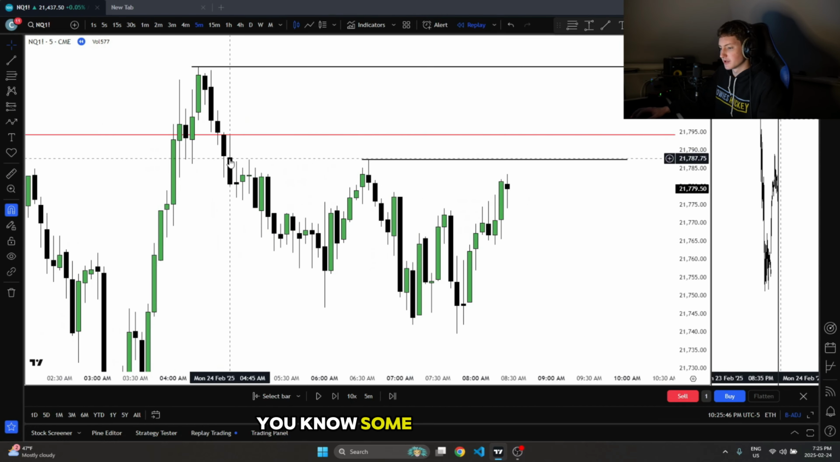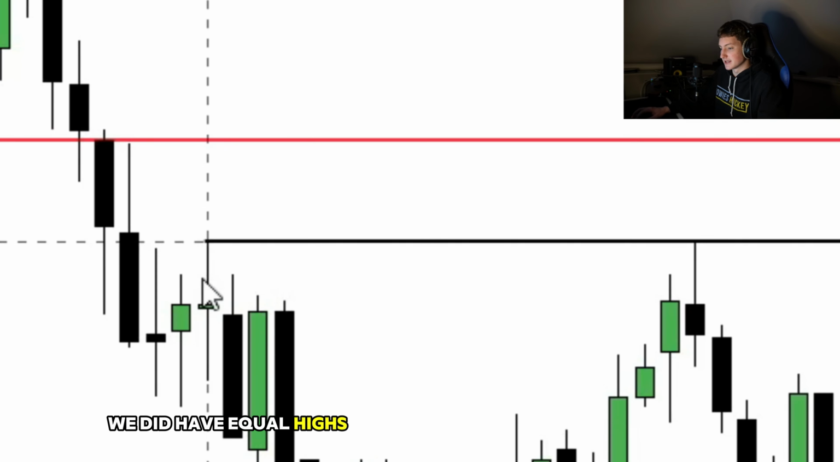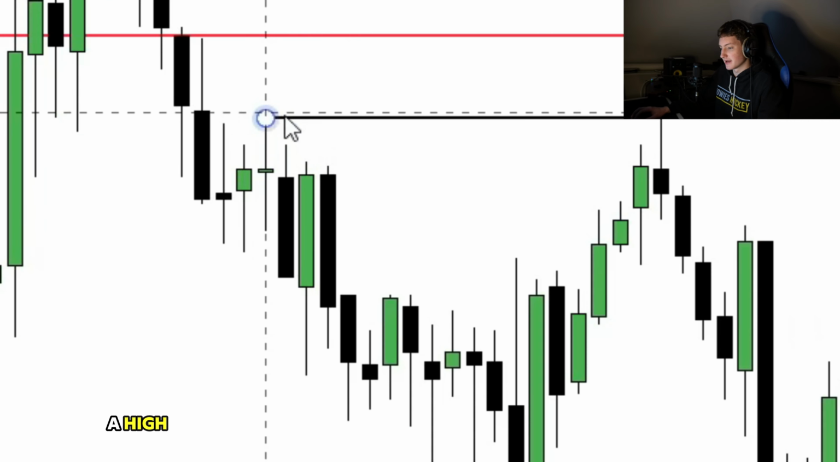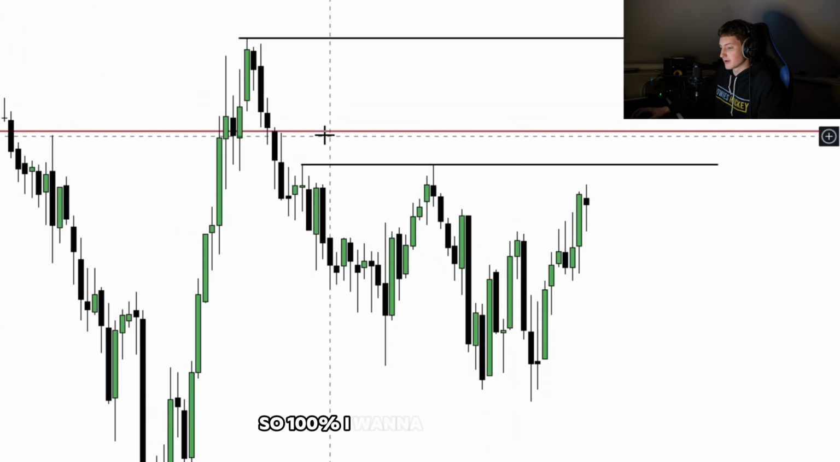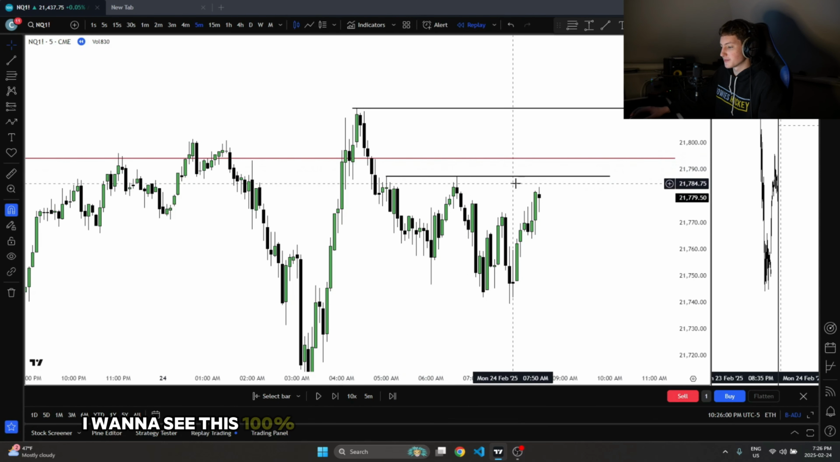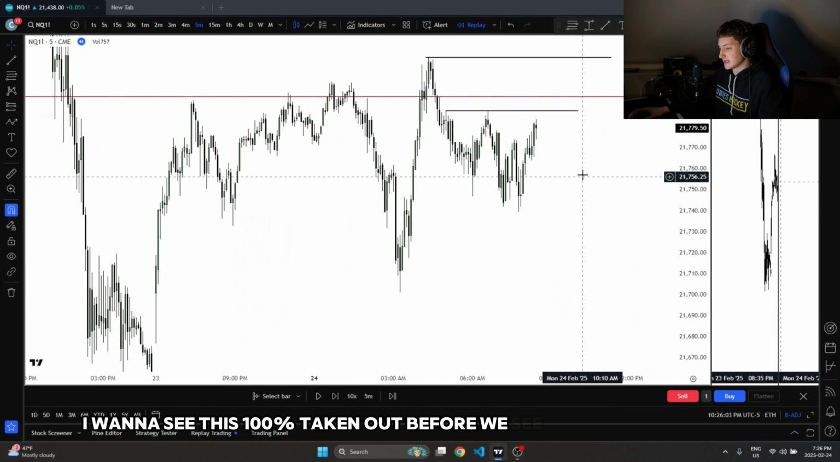In this case, we did have equal highs here on the 5-minute, a high here. They're completely equal, as you can see. So 100%, I want to see equal highs. Remember, more stop losses, double the stop losses. I want to see this 100% taken out before we see the move down, because the market is going to manipulate people before it does the actual move, because orders need to be filled.